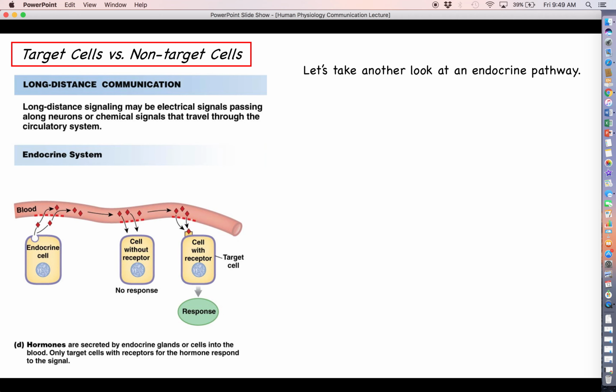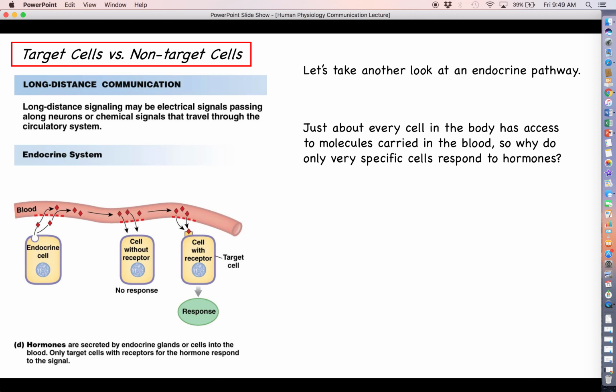So again, this is a point that I made earlier, but I want to make sure that we are absolutely clear about this because this might very well be the most critical concept in this whole video series. Target cells versus non-target cells. And again, the endocrine pathway is the best example of this. So we understand by now that a hormone is a signaling molecule that travels through the blood. It is different than neurotransmitters, which do not travel through the blood, and it is different than paracrine signals, which again do not travel through the blood. Hormones travel through the blood.